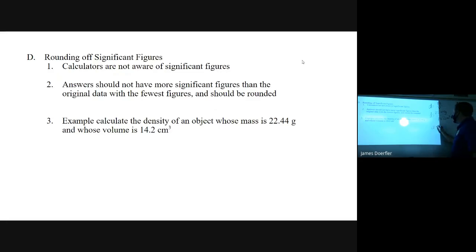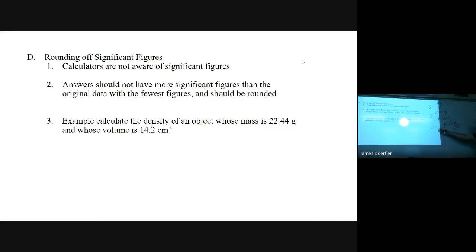So when we calculate this, give me the entire answer that you get from your calculator. 1.58028. That's good. Okay. So you see you get a very long number. But by the rules of sig figs, we cannot report our answer that way. We can only report based off of our measured value with the fewest significant figures.